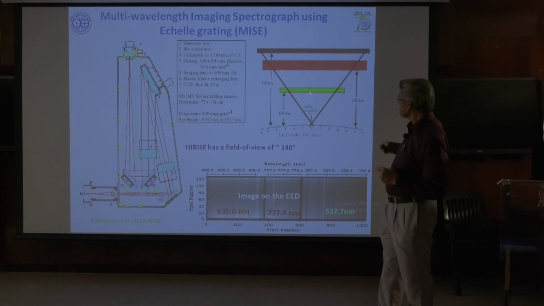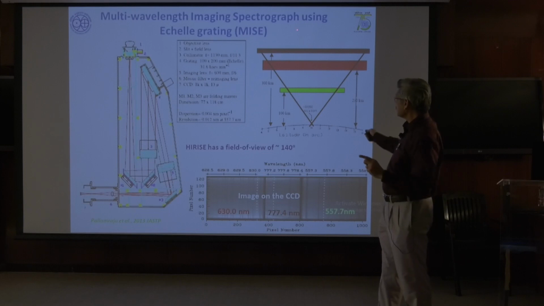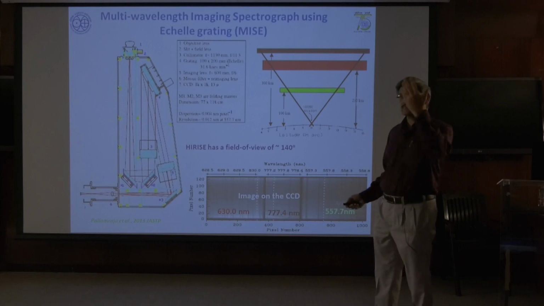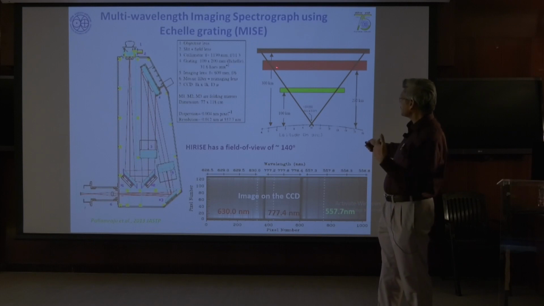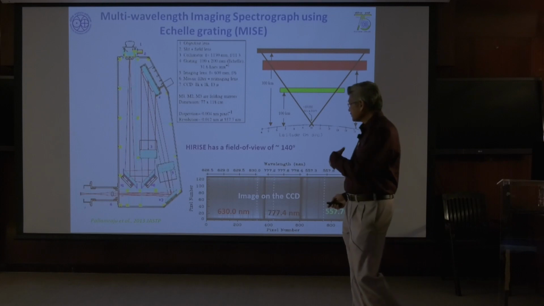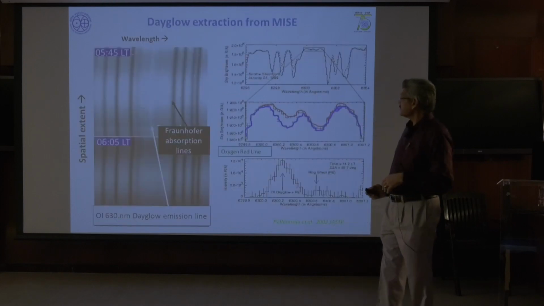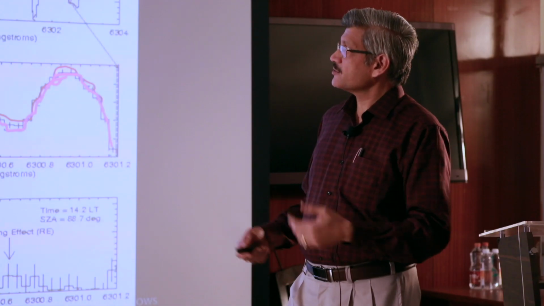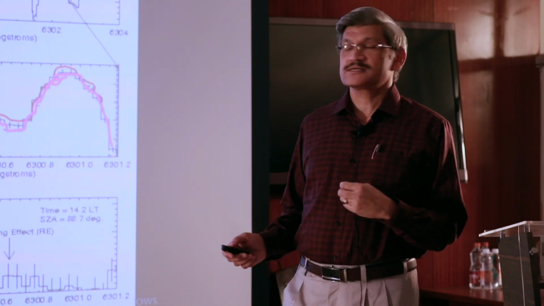As I said, different emissions come from different altitudes. So just looking at one particular location, you can study what is happening at multiple altitudes, 100, 300, 250 kilometers. These are the altitude regions. That's the beauty of this method. So just to know how do we extract the day glow from the sky spectrum.